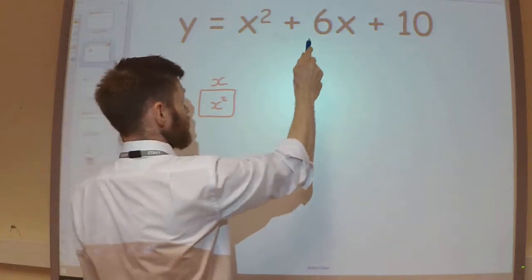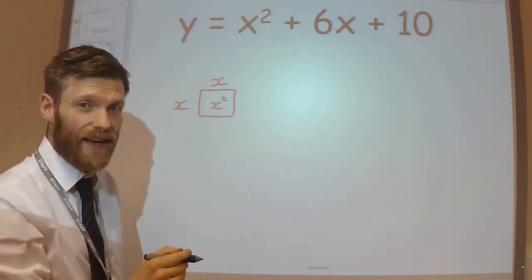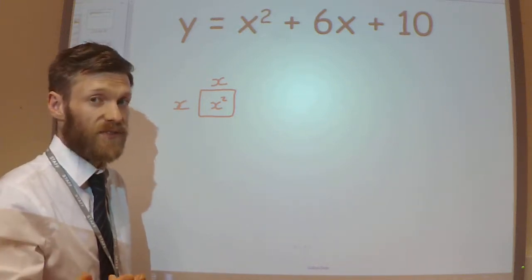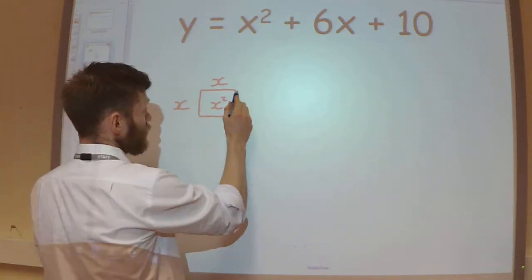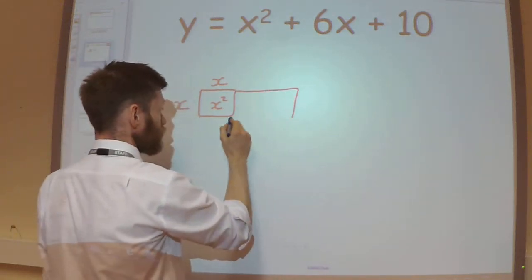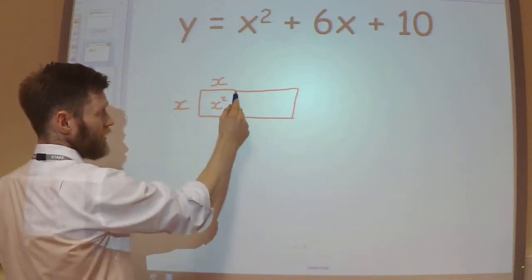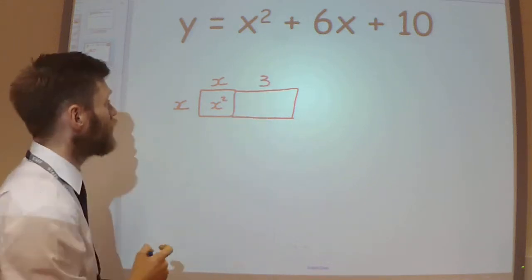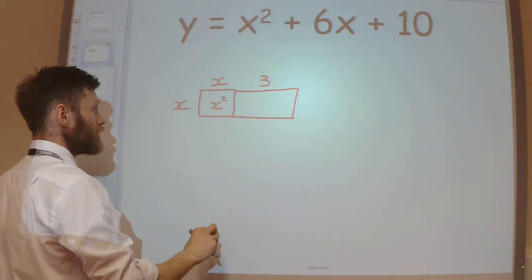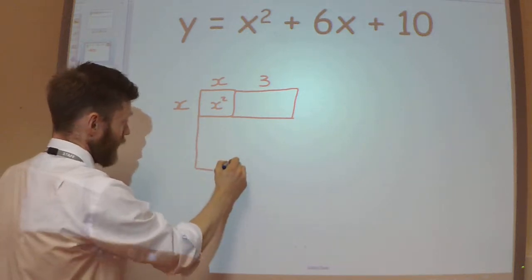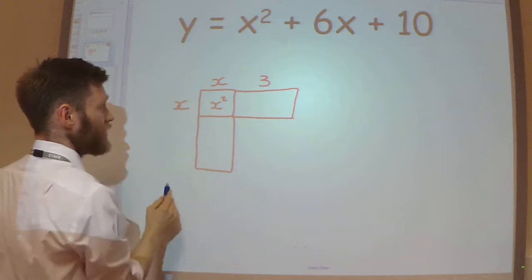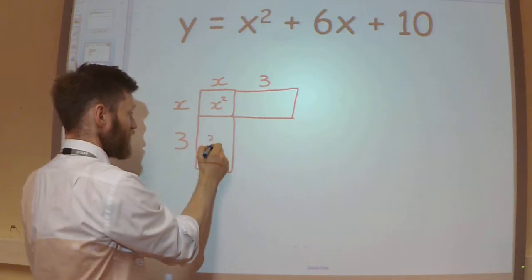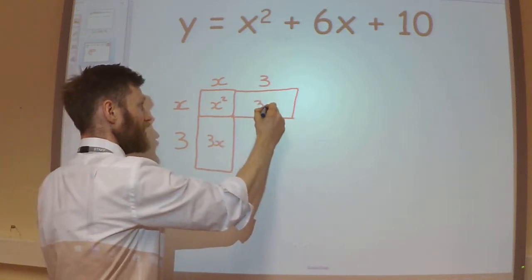Now, this 6x, I'm going to think of that as being two rectangles, both of them with an area of 3x. One of them I'm going to place here, where its height is x. Therefore, its width would be 3. The other rectangle I'm going to place down here, where its width is x. Therefore, its height is 3. So both of these rectangles have an area of 3x.